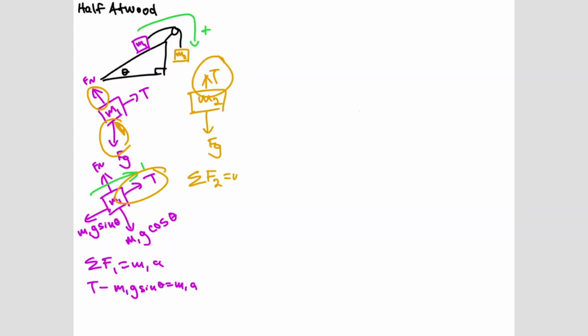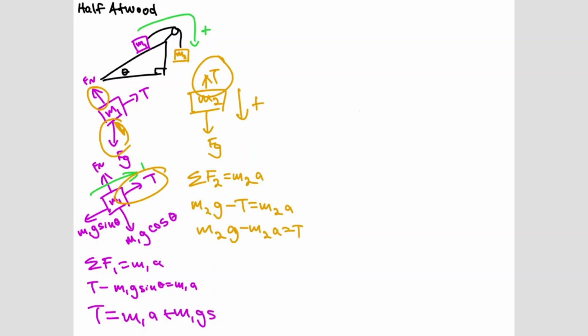Let's write out our equation for m2. Positive direction is straight down. I'm not making that green this time, sorry. So the force of gravity, which is m2g, minus tension is equal to m2a. This one I'm going to isolate for T: m2g minus m2a is equal to tension. Now, I still have to isolate the first one for T, which is pretty simple: plus m1g sine theta.